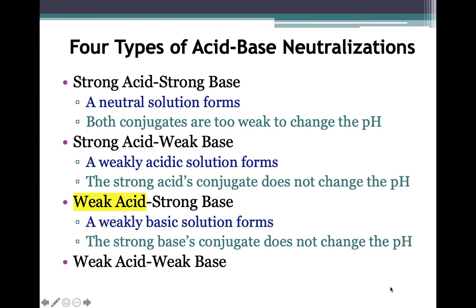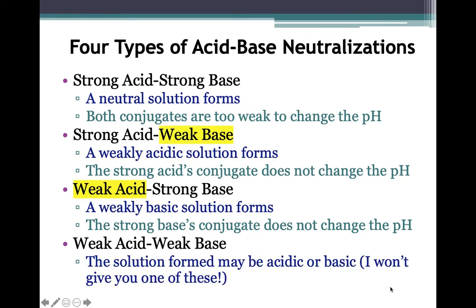When we have a weak acid with a strong base, now that weak acid will form a conjugate base as a product. That conjugate base can then react with water to create some hydroxide ions in solution, which would then cause the pH to be above 7, and it would be a weakly basic solution. And like I said, this one, a weak acid with a weak base, I won't ever give you, because you would have to know the Ka's and Kb's of each to determine it. So it's beyond the scope of this course.